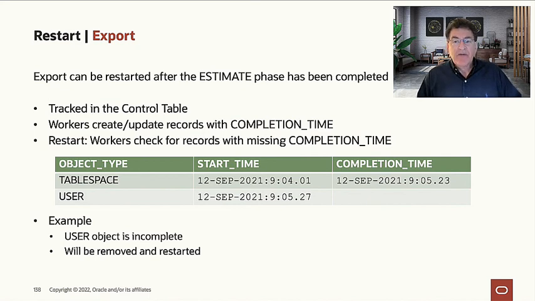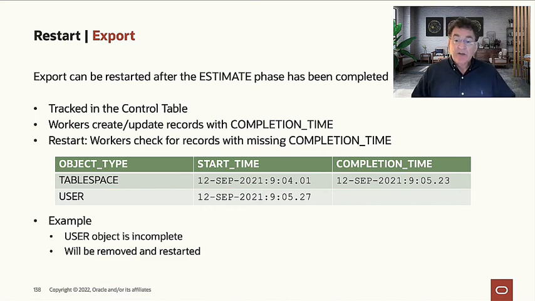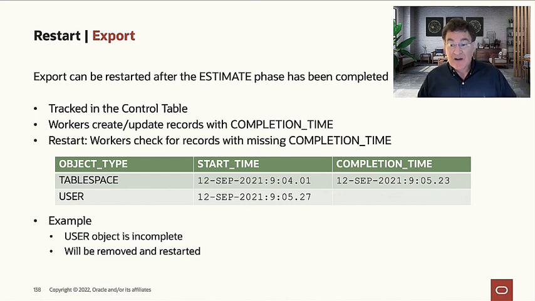Export can be restarted after the estimate phase of a job is completed. This is because the worker processes report job status by entering rows in the control table. The control table contains different types of rows, one of which is called the type completion row, as we see in this example. There is one completion row for each type of object that is exported. In this simplified example, we're showing tablespaces and users. In this example, the export of the tablespace object type is complete, and the user type has started. The first user object was exported at that time.